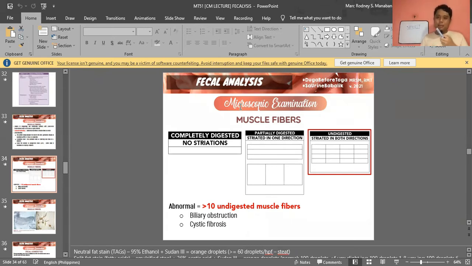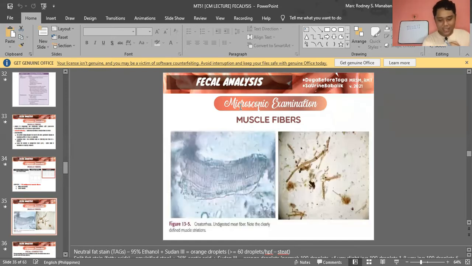Because, possibly, the bile duct is close to the duct of the pancreas. So if there is obstruction here, it prevents the secretion of enzymes needed for muscle fiber digestion, okay? So undigested muscle fibers are what we check. All right, so here is an example.